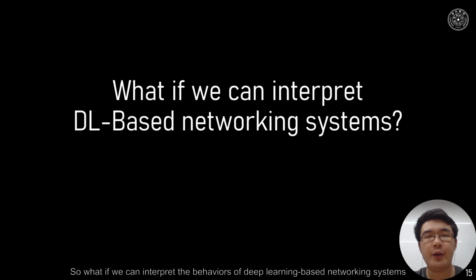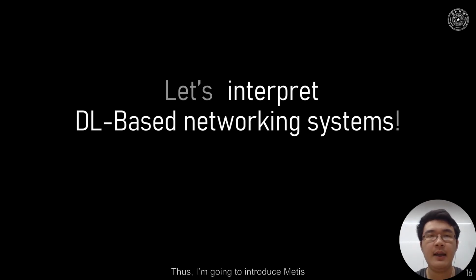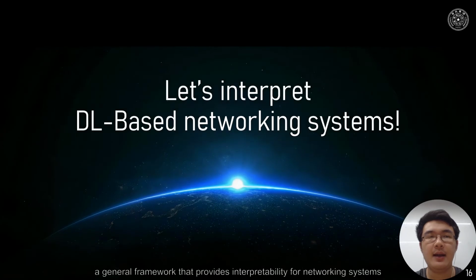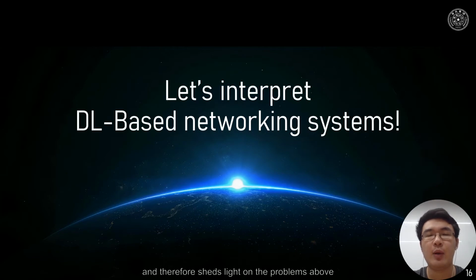So what if we can interpret the behaviors of deep learning-based networking systems, and therefore speculate how and why they make such decisions? Thus, I'm going to introduce METIS, a general framework that provides interpretability for networking systems, and therefore sheds light on the problems above.